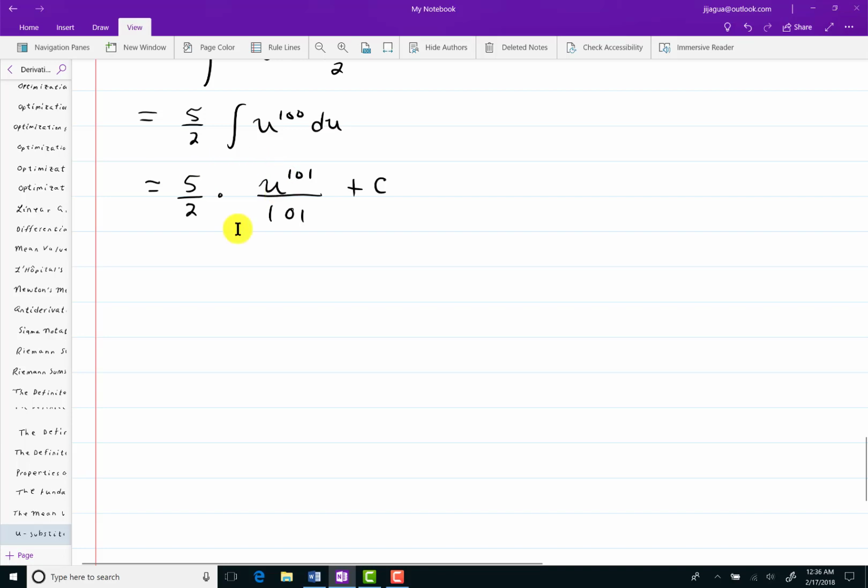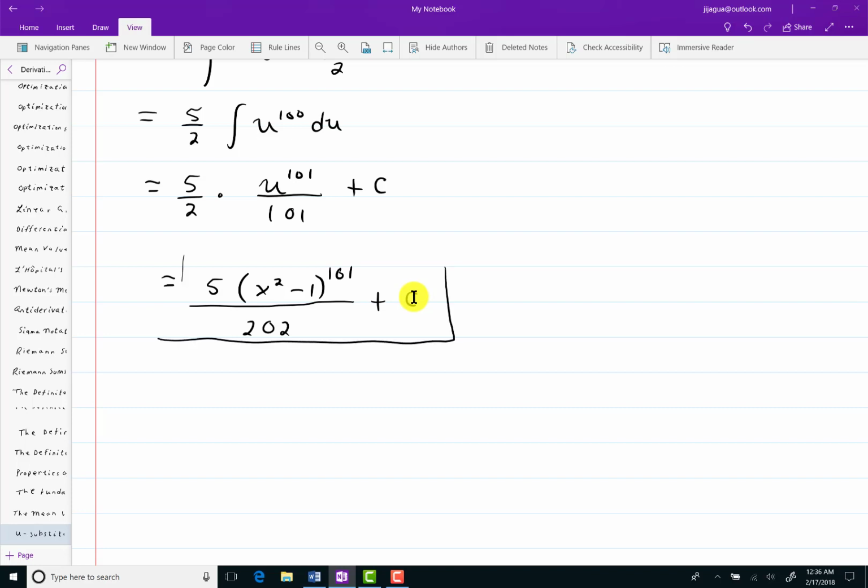So I'll just multiply everything together. I will get 5. The u was equal to x squared minus 1, so I'll replace it. X squared minus 1 to the 101 divided by 202. And of course, differentiate it if you want to check your result.